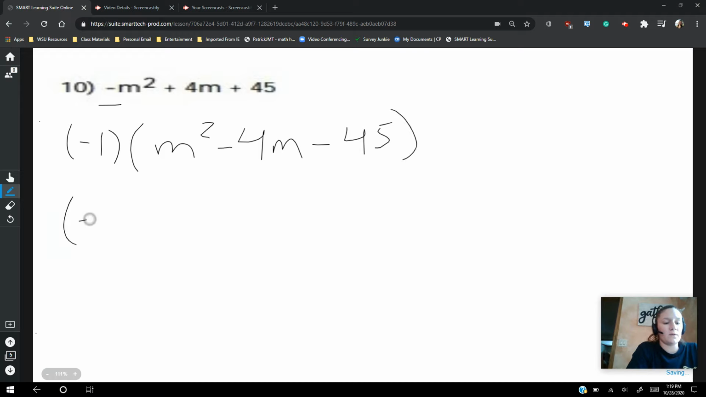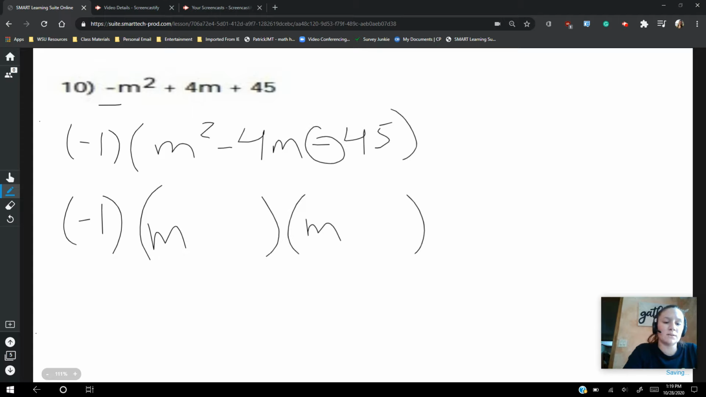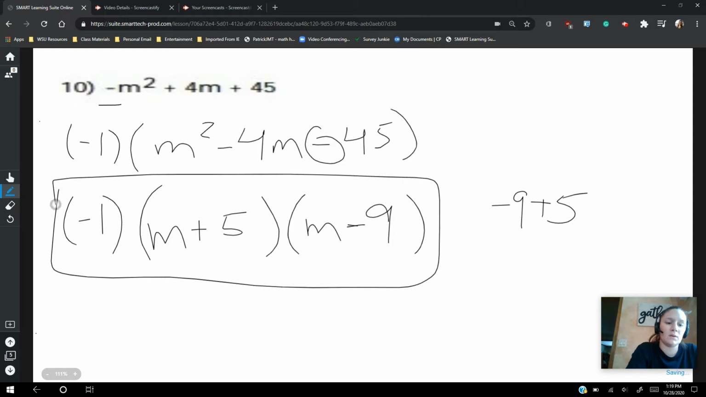So now we need to figure out the factors that will make this work. We do notice, however, that there is a negative, so that means there's going to be one positive and one negative. So what factors of 45 will add to a negative 4? That is 9 and 5. But in order to get that to be a negative 4, you need a positive 5 and a negative 9. So it'll be 9 and 5. And there we go. That's number 10.